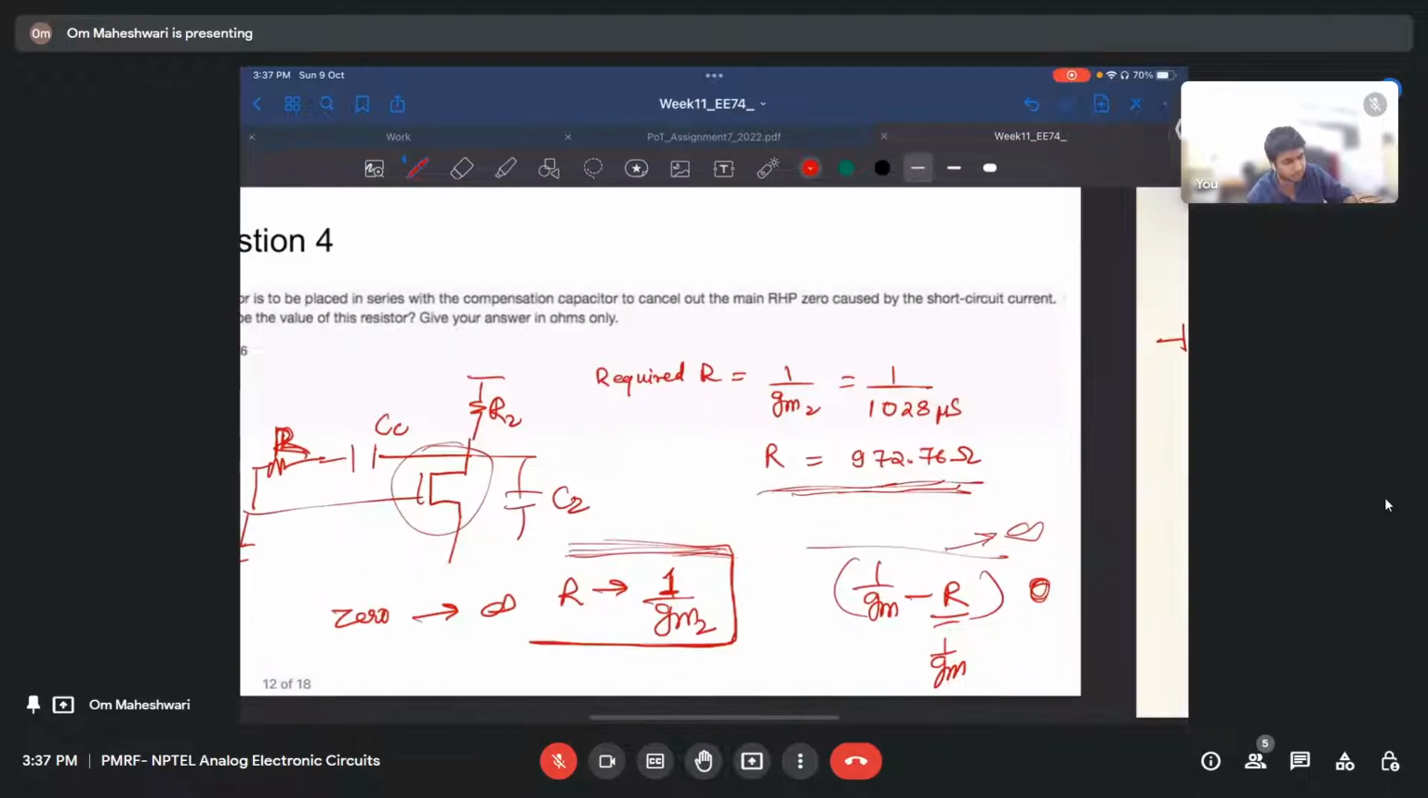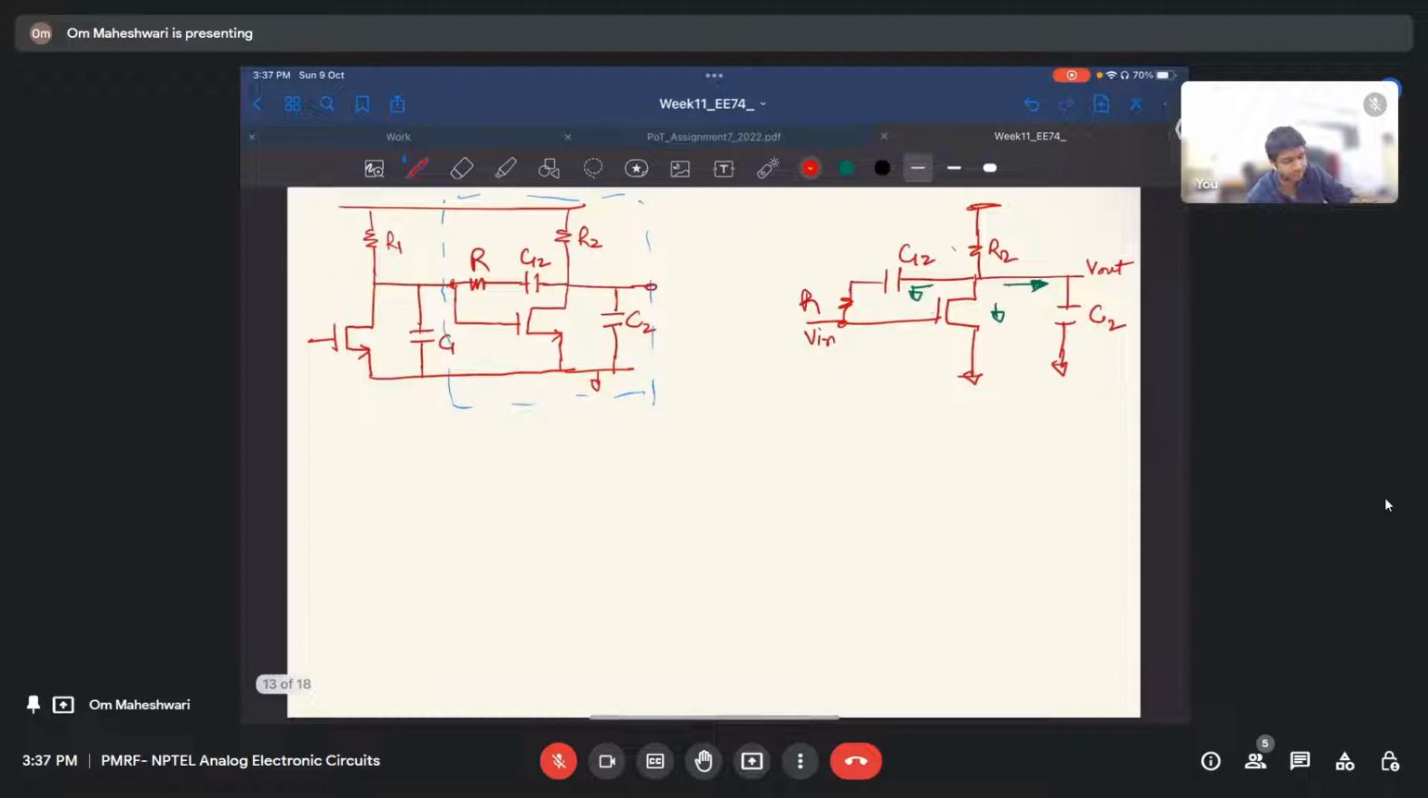Okay, let me solve it. If this is the circuit, fine. Let me see. If this is V in, I've simplified it. I've taken just this part of the circuit. And let us say there is some voltage V in here and there is some V out here. I want to find the zero coming in the circuit.